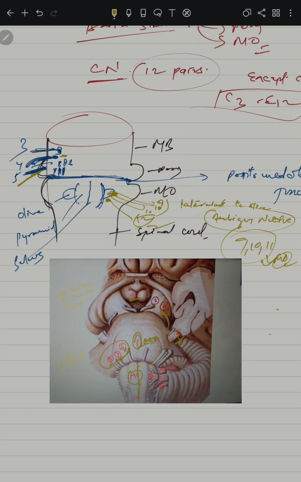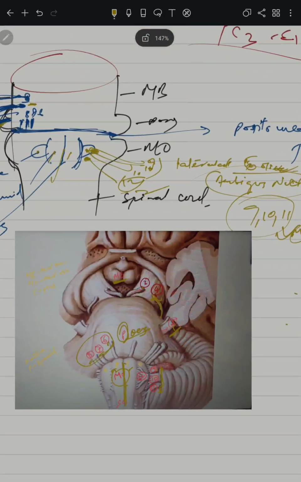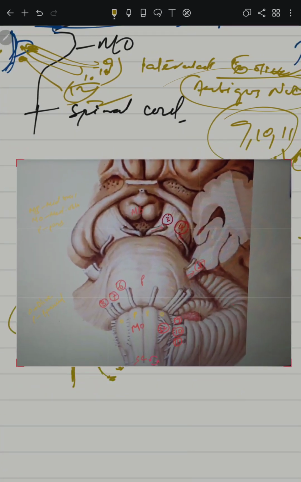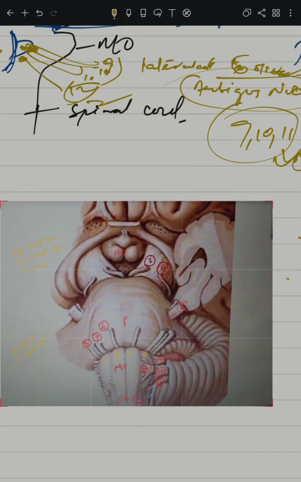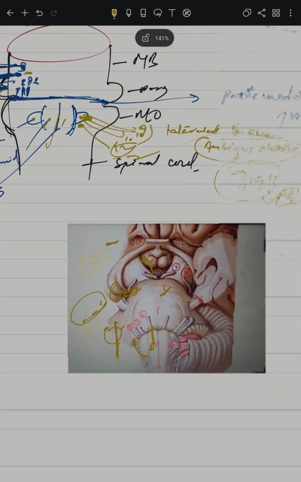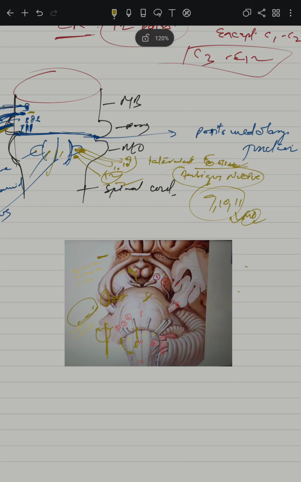Pyramid. This is the sulcus. Pyramid, olive. So it's olive, sulcus, pyramid, and then 9, 10, 11 come from lateral to the olive, and the 12 comes here. This is the 12. It's also in the medulla oblongata. So 12, and the common nucleus is the nucleus ambiguus.